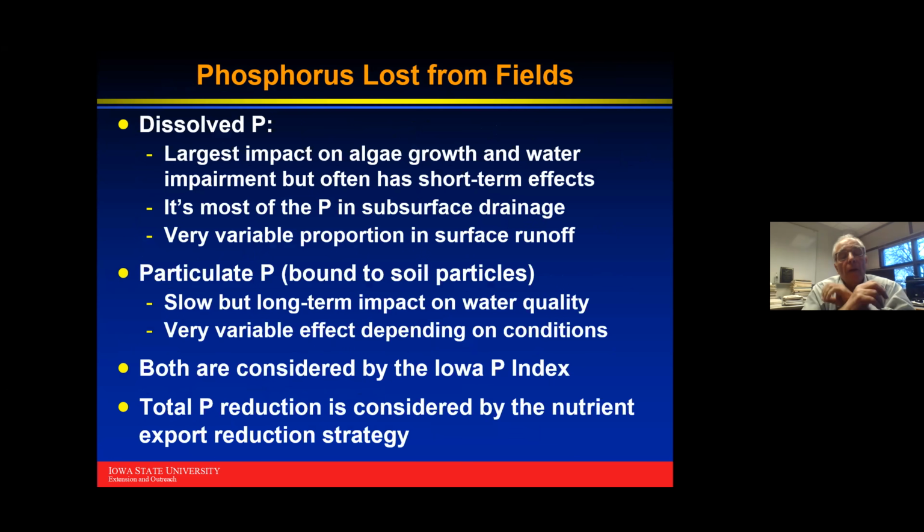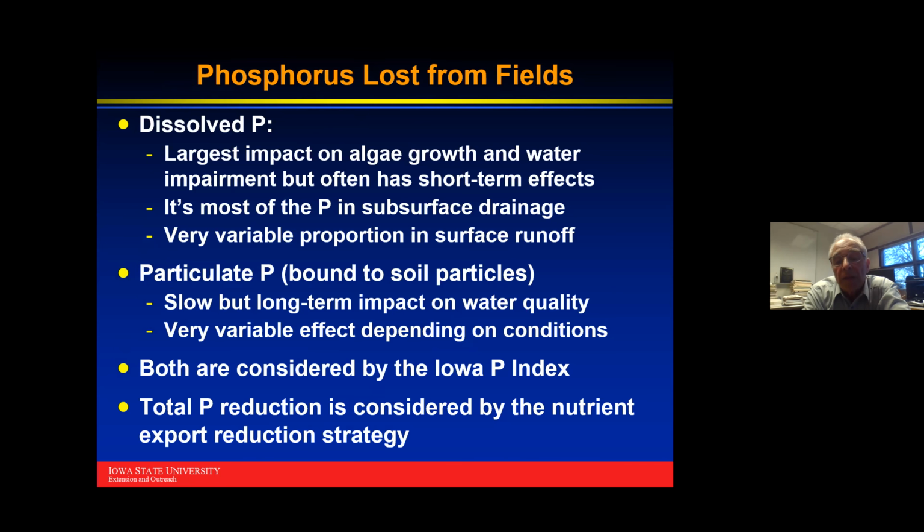Okay, we can define the phosphorus fractions in runoff. I will emphasize runoff, though we did some study with Helmers with tile drainage too. The easiest to understand in terms of what people measure out there is dissolved P, which has the largest impact on algae growth and water impairment. But depending on the hydrology of the receiving water, it may have a short-term effect. Of course, with tile drainage or subsurface drainage, most of the phosphorus is dissolved P.